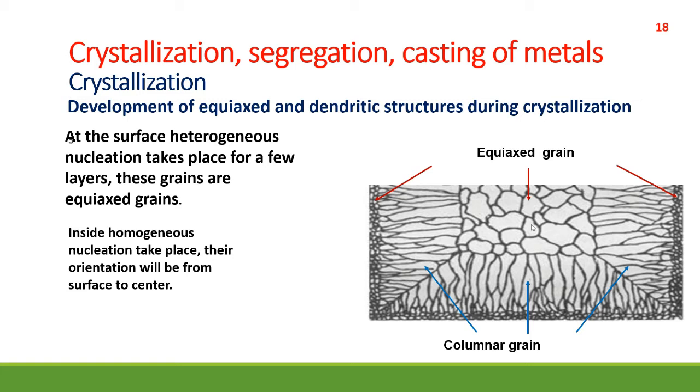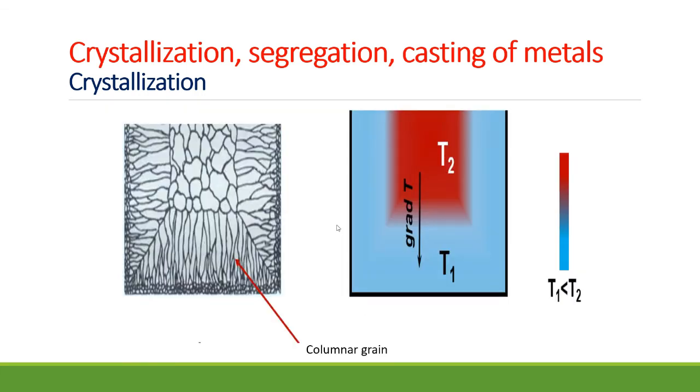So here you see the whole solidification process started with equiaxed grain, then columnar grain, and again equiaxed grain. So let's see what happens next. Here I have put another diagram that explains the temperature gradient in a better way.